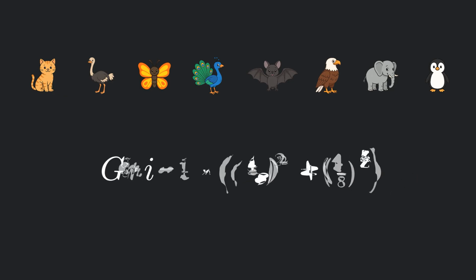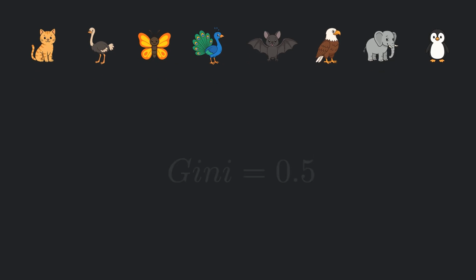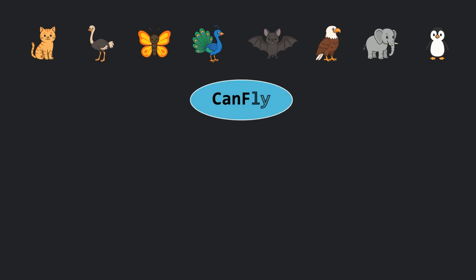This means the dataset is perfectly split between birds and not birds. That is maximum impurity. The idea behind decision trees is to find a feature that reduces this impurity as much as possible. If we first check the can fly feature, it will classify like this.